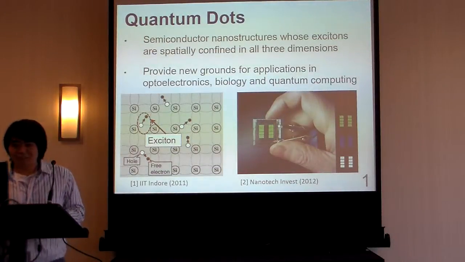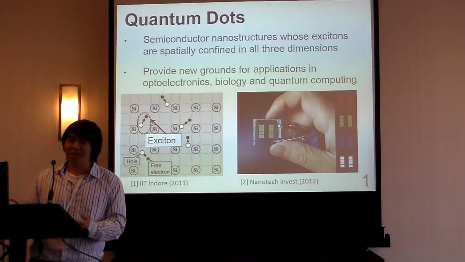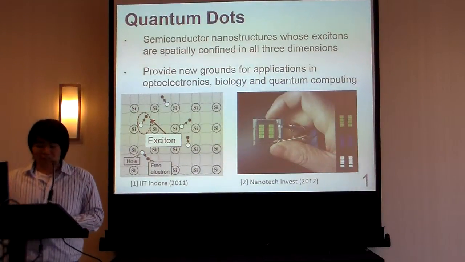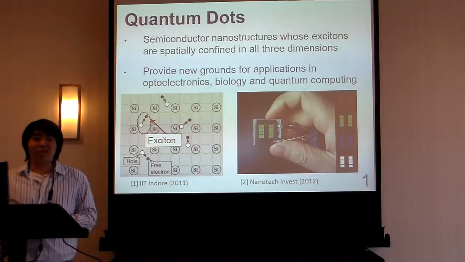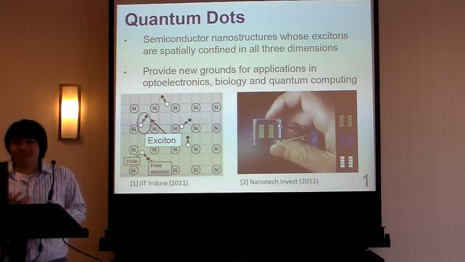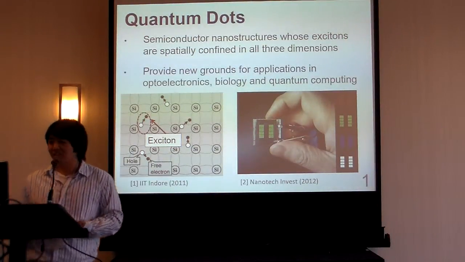So quantum dots have useful electronic and optical properties, which provide new grounds for applications in optoelectronics, biology, and even quantum computing. And one emerging application is quantum dot display devices, which emit light with high efficiencies at various wavelengths within and outside the visible spectrum.